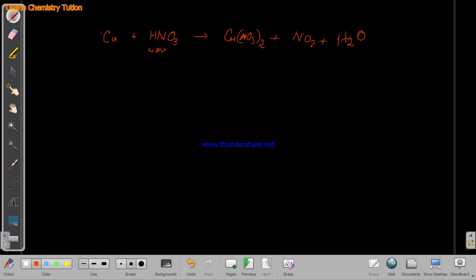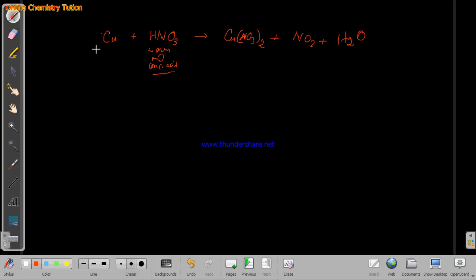Warm and concentrated acid is taken here. In this condition, this is the reaction. Now we'll try to balance the equation. Before going on to balance the equation, we have to check the number of atoms everywhere. At the same time, we have to calculate the number of atoms in both directions and balance that.